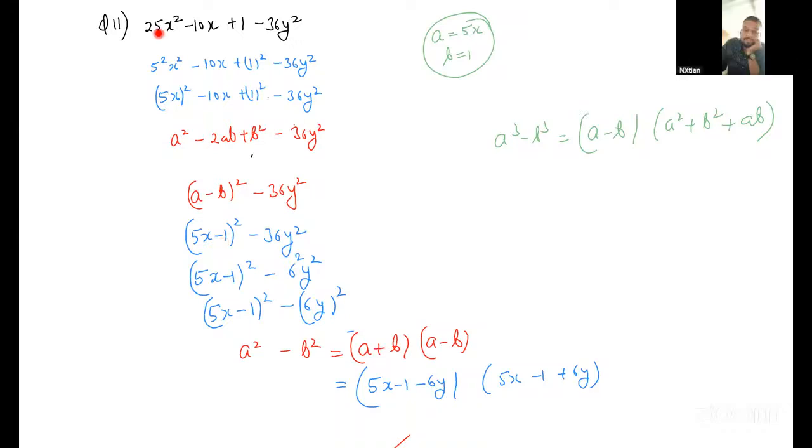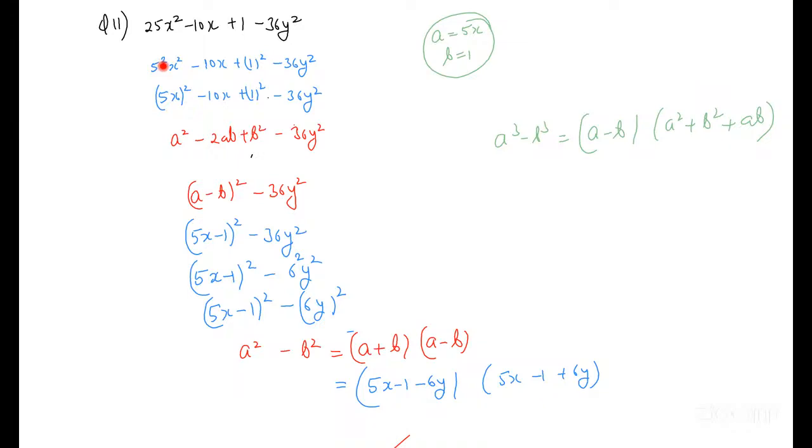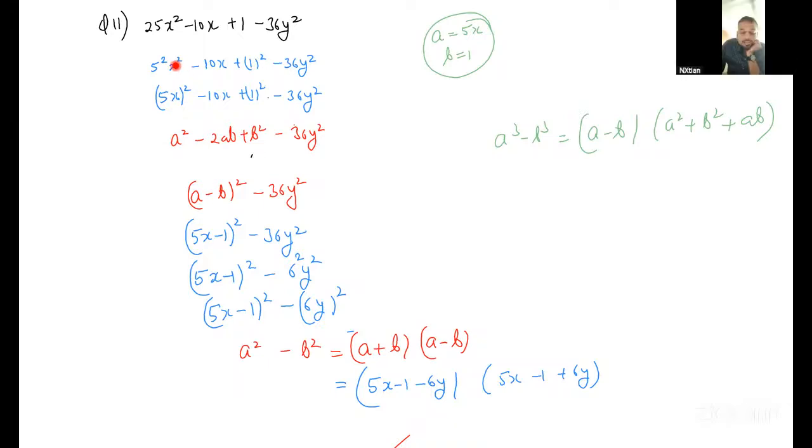See, 25 can be written as 5 square. X square is already there, so it becomes 5 square x square. Minus 10x is already there. And I wrote 1 equals 1 square because 1 square is 1. So it is in the form of 5x whole square minus 10x minus 1 square, meaning a square plus b square minus 2ab. Did you understand, Joshua? So if I compare it, a is equal to 5x, b is equal to 1. Did you understand, Joshua? Yes.